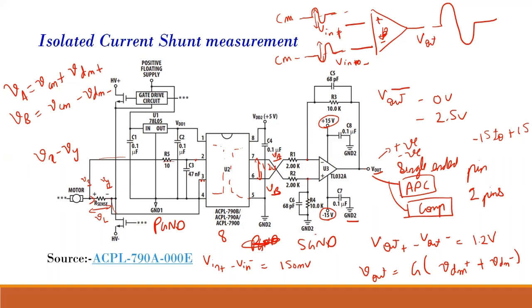So, sir, again with this equation, V out equal to G into Vdm plus Vdm minus, now it becomes positive always? No, it may not be the case. If Vdm plus is negative, then what will happen? Then it could become negative, right?